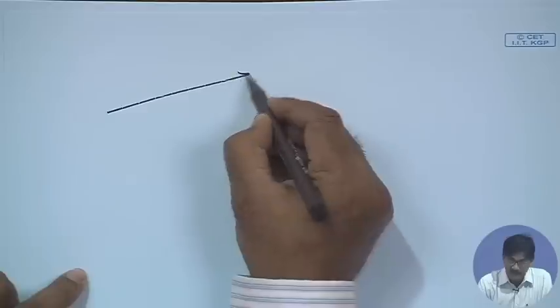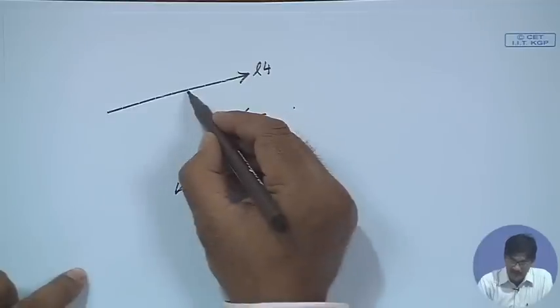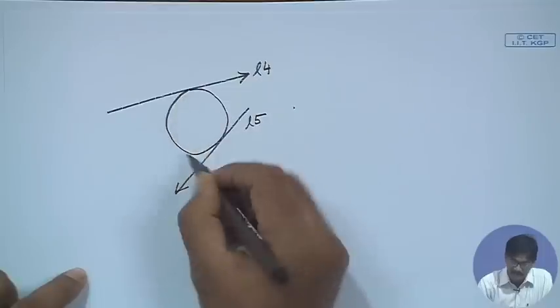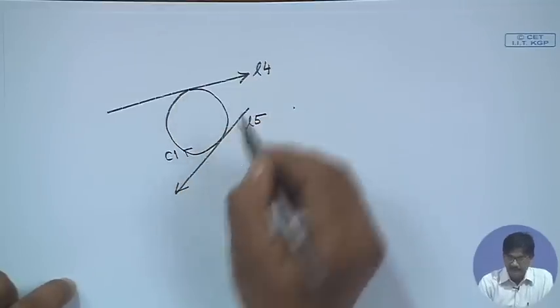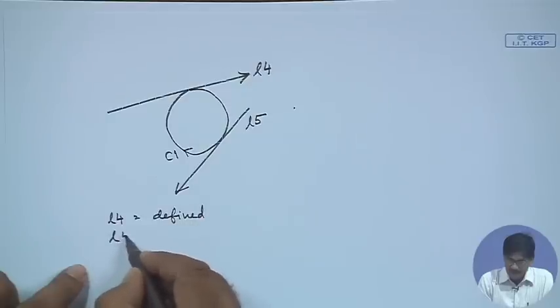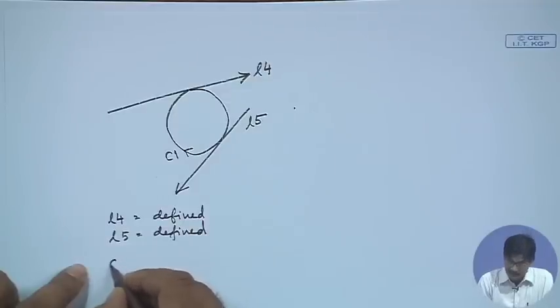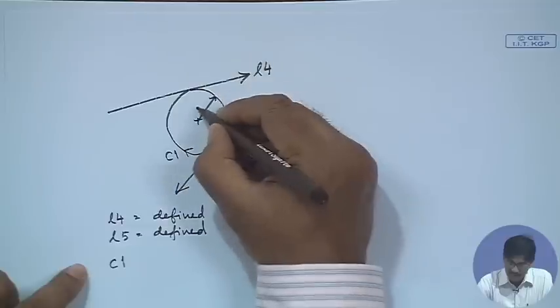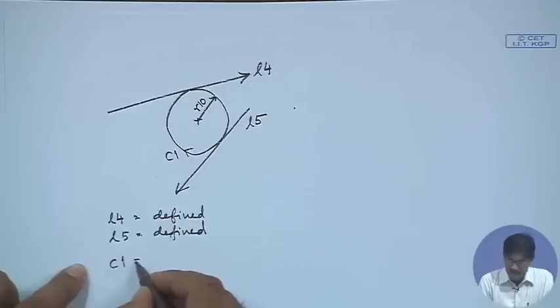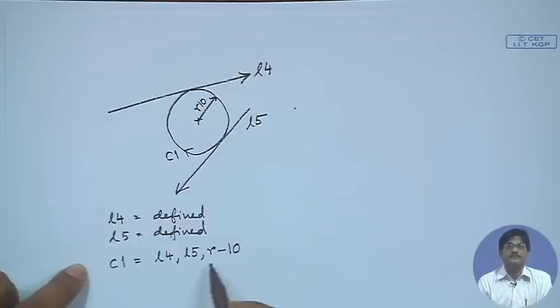If you have L4 defined this way, and L5 defined as shown, and you want to define C1, and suppose C1 has a radius of 10. Then C1 can be defined as moving along L4, you can go to L5 in a clockwise direction. This is the definition of C1.